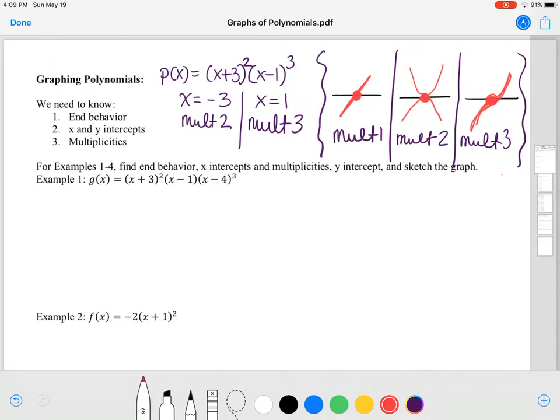So this helps us see what happens around the x-axis when we graph an x-intercept and we want to draw the entire polynomial.